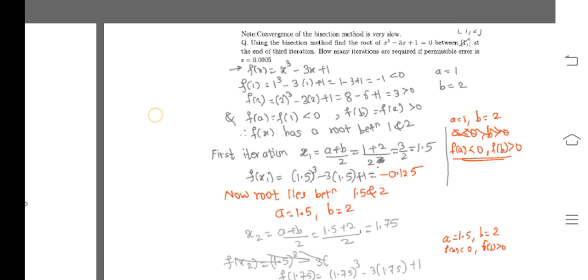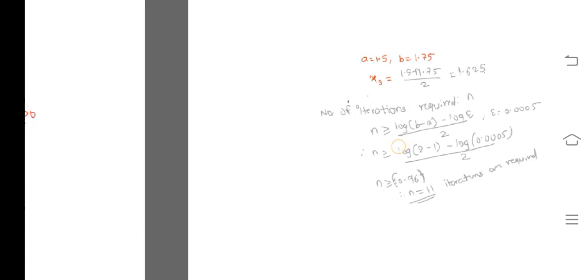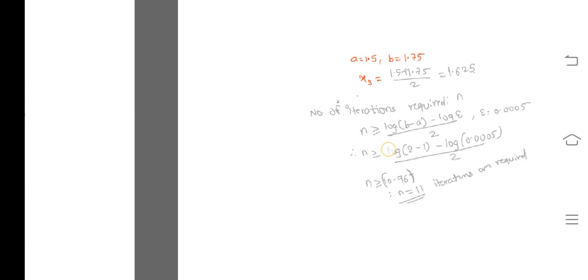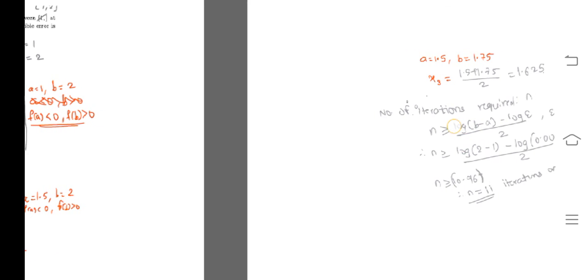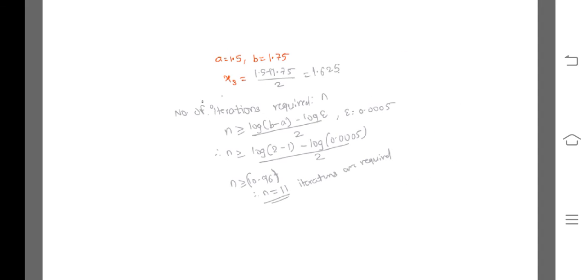We have bisected the interval 1 to 2. So the root will now lie between 1.5 and 2. As f(1.5) is less than 0, the root will lie between 1.5 and 2. Let us calculate x2. x2 is 1.75 and f(x2) is calculated over here. Now a is 1.5, b is 1.75. Let's calculate x3. x3 is 1.625.